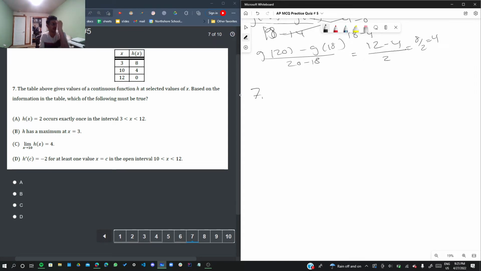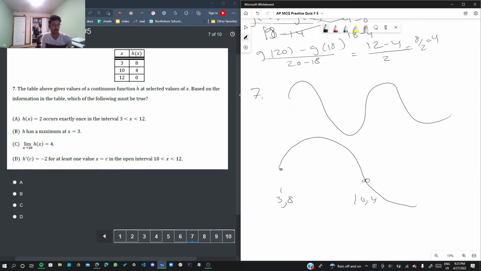Whenever you're seeing "must be true," you always have to find ways to break it. So here, you could pass 2 multiple times. You can go up and down, up and down. Very terrible explanation, but you can go through multiple times because there's no restriction on the derivative or anything. So that's perfectly fine. H has a maximum of 3. Well, x equals 3, it can go above 3, so you have 3 comma 8, right? And then you could go above it technically, and then you can go to 10 comma 4, and then 12 comma 0, right? So you can go above that. So B can't be right.